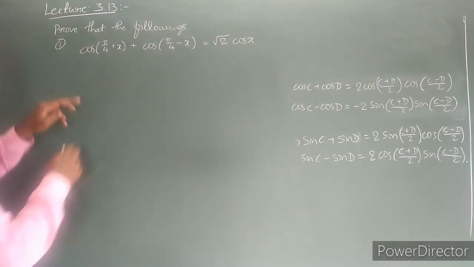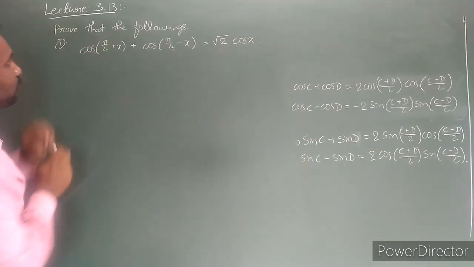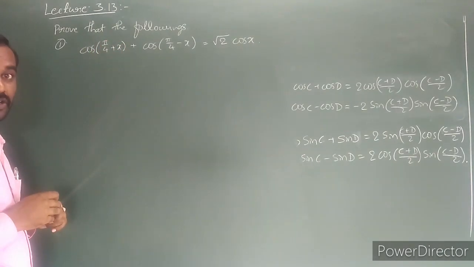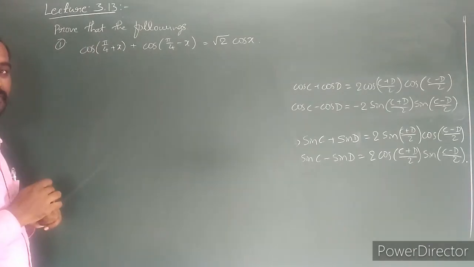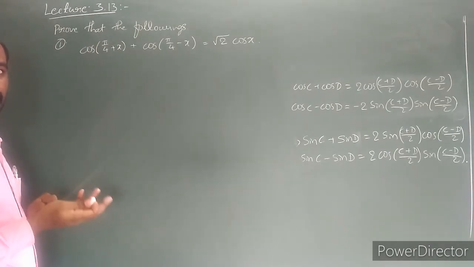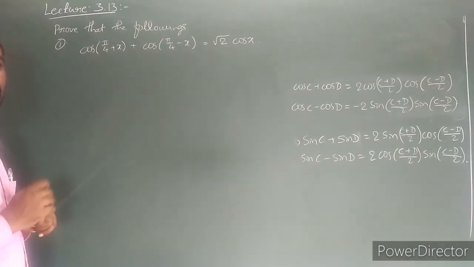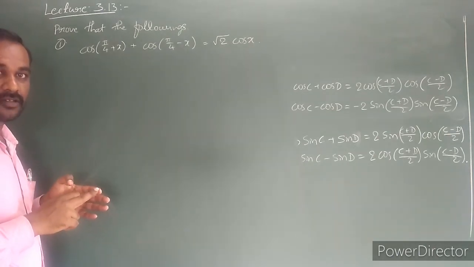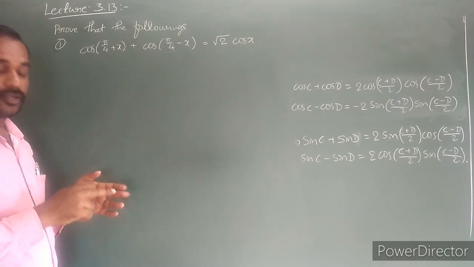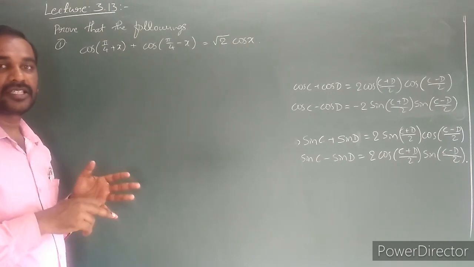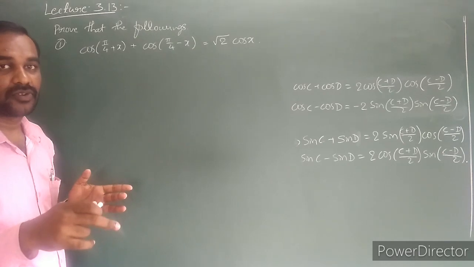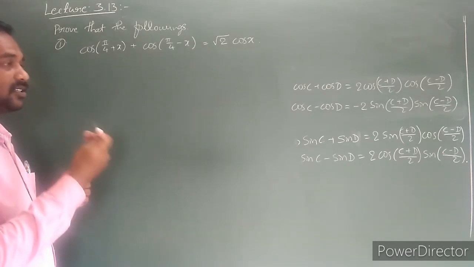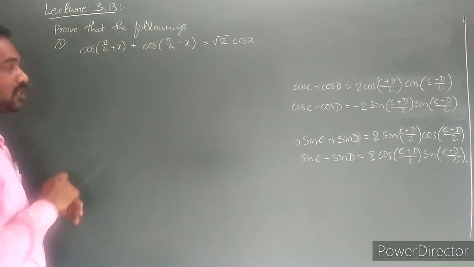Now observe that the angle is pi by 4 plus x. Is it an allied angle? It is not an allied angle, because pi by 4 is 45, so 45 plus theta. What are the allied angles? 90 plus or minus theta, 180 plus or minus theta, 270 plus or minus theta, 360 plus or minus theta, or just plus or minus theta. These are the allied angles, and these are not allied angles because 45 is there.